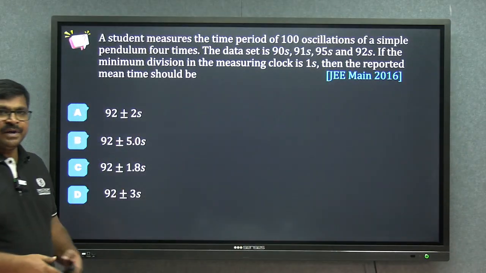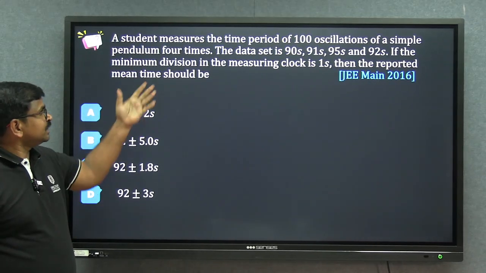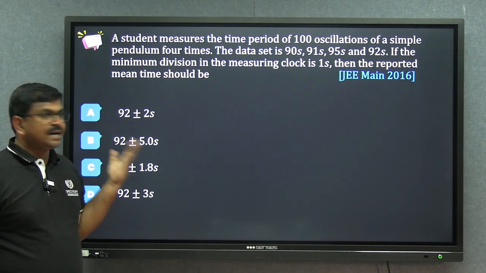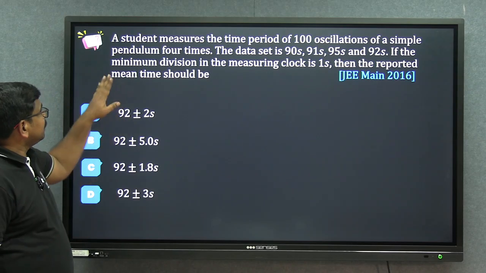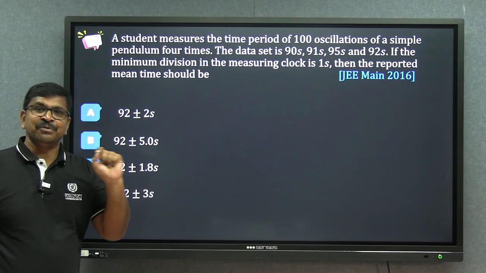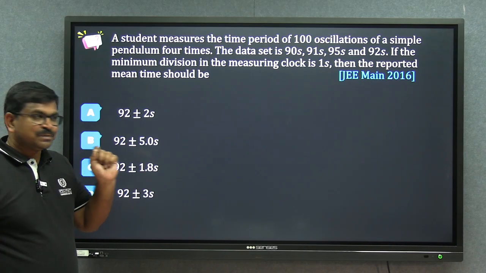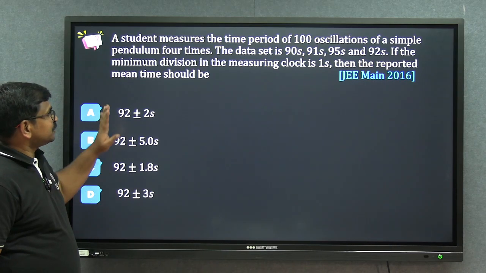And it is from JEE Main 2016. A student measured the time period of 100 oscillations with given values 90 seconds, 91 seconds, 95 seconds, 92 seconds. If the minimum division in the measuring clock is 1 second, what does it mean? It is the least count, and it is the maximum possible error.